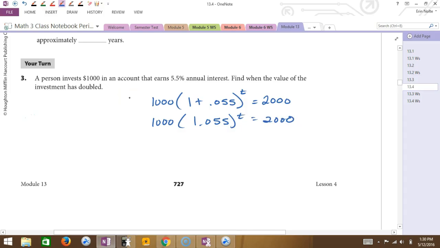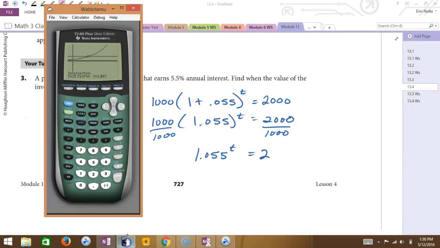Then what? Divide by 1,000. So we got 1.055 to the t is equal to 2. Okay, so now I'm going to go to my calculator. 1.055 to the x.